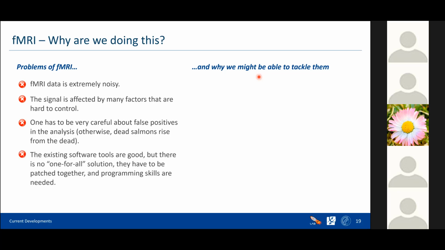And finally, there exist very good software tools, really, but you have to patch them together to get the analysis you are interested in. So there's no one-for-all solution, and you have to pick the different software tools you need for the experiment you are running, and then code some kind of pipeline to patch them together, and sometimes transfer data from one software tool to the other.